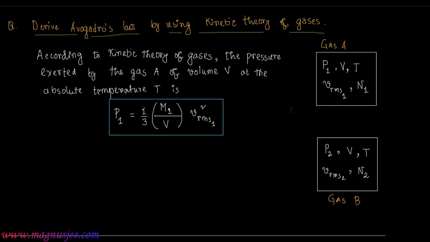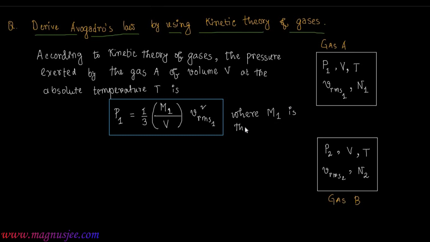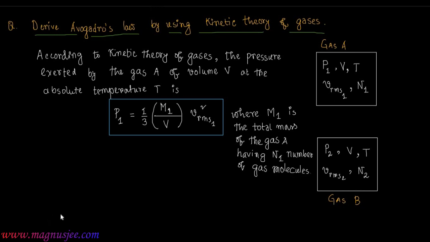P1 is equal to 1 by 3 M1 by V, Vrms1 square, where capital M1 is the total mass of the gas A having N1 number of gas molecules.